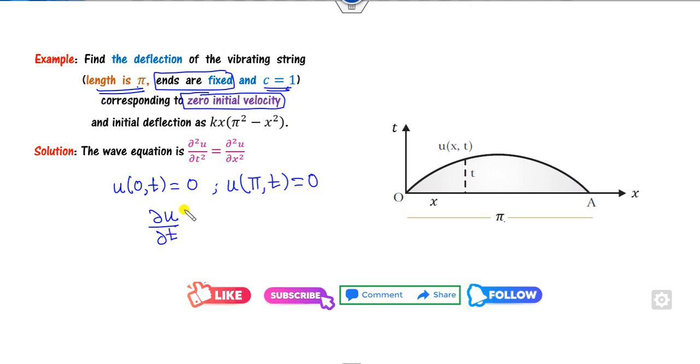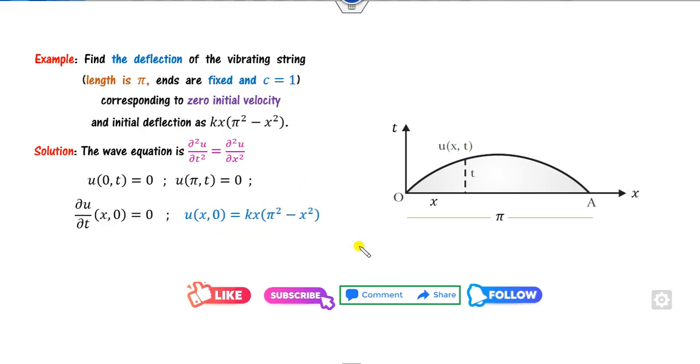This is my velocity. Initial means time is 0 here. And initial deflection. Deflection means that is u(x, 0), which is given as kx(π² − x²). So these things are given to you.